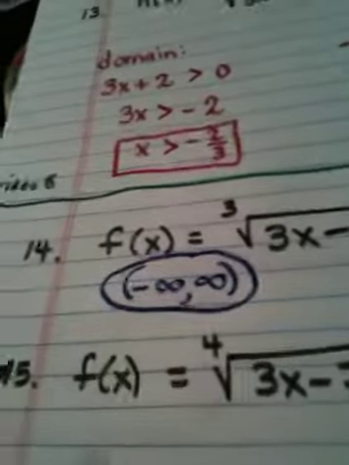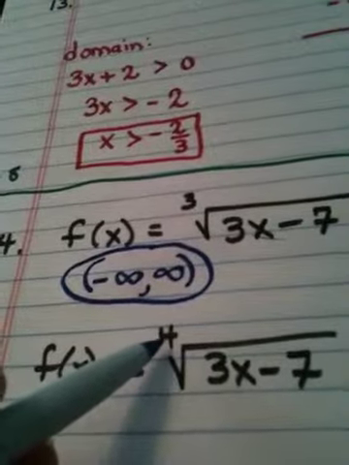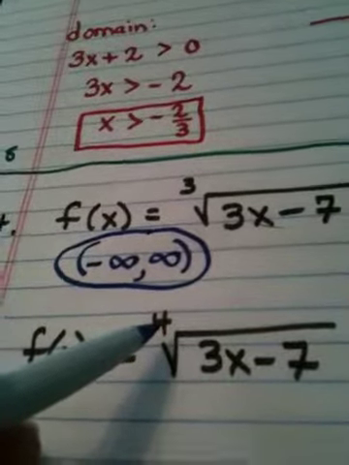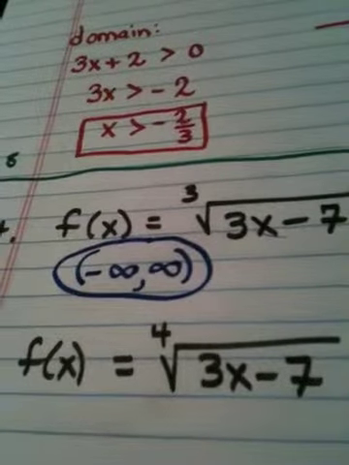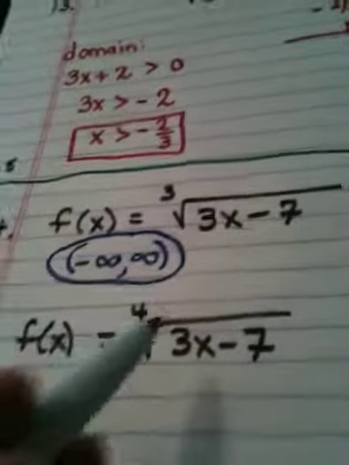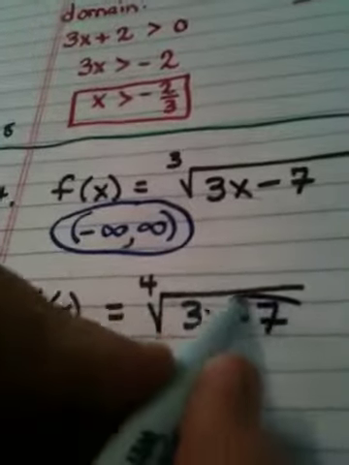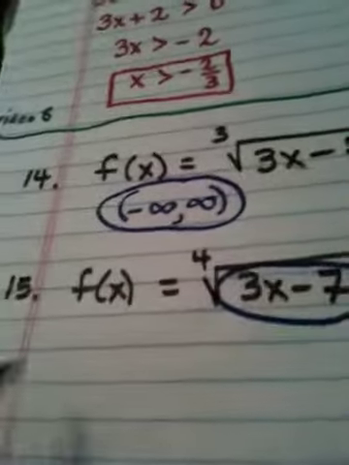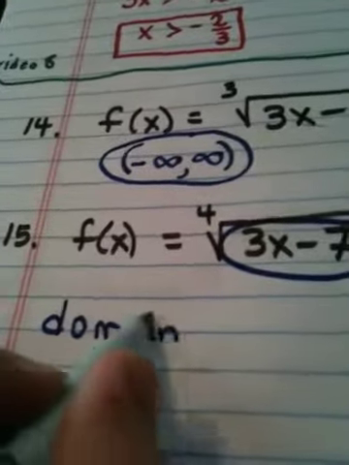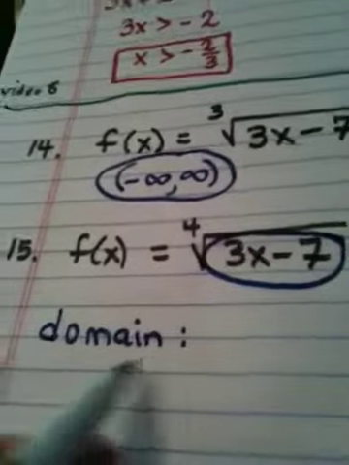Now, it's a different story when you come down here with an even index. Because remember what you have to do with an even index. To keep the answer that comes out of the problem as a real number, you have to set up an inequality. To find the domain, when it's an even index, you set up an inequality.